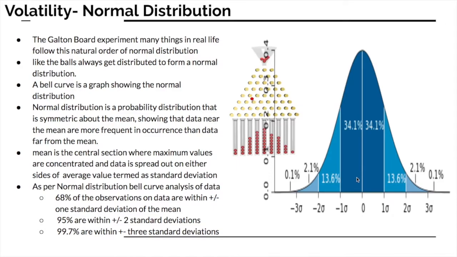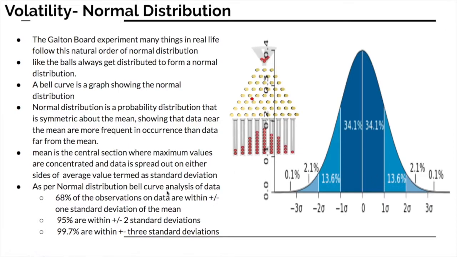So why do we need to plot the data? Do the experiment, plot the data, analyze the data, and put it in a bell curve form. The purpose of that is to find the probability of the occurrence of what you are trying to measure, right? This study will help you to understand what percentage of probability of occurrence of this scenario there is. This is the fundamental of statistics basics. So the mean is the central section, where the maximum values are concentrated. That data is spread out on either side, which is known as standard deviation.